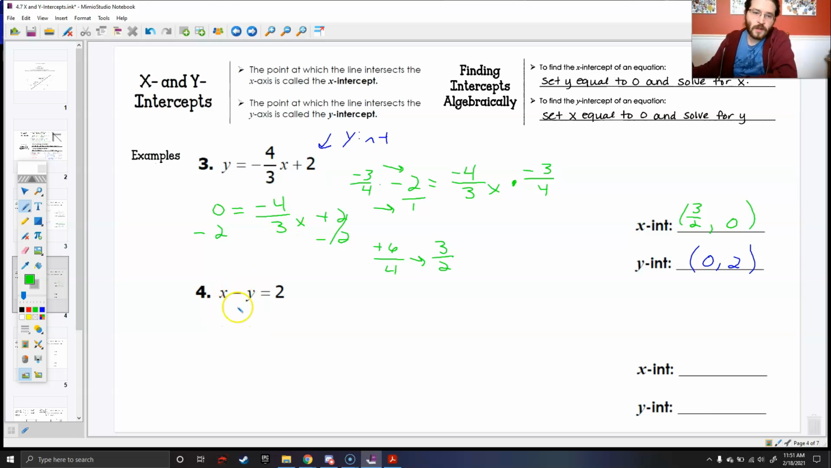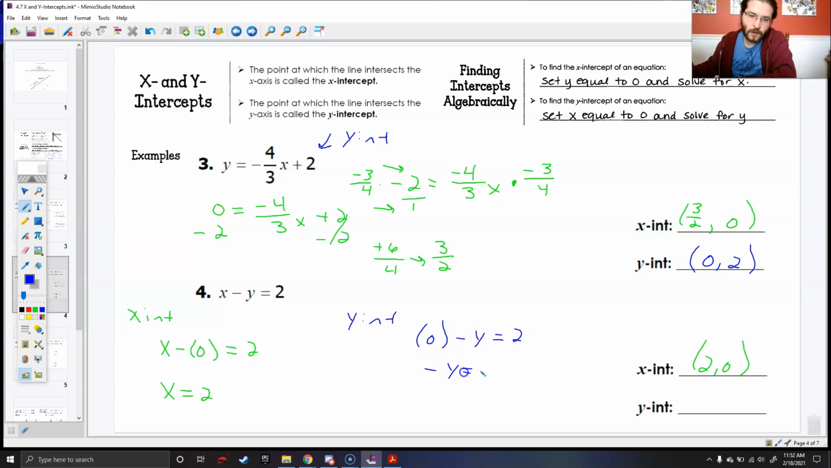All right. So in this case, we're not already in slope-intercept, so we'll have to solve algebraically for both. So in this case, x is going to be x minus 0 equals 2. So we know that x equals 2. And then our y-intercept, we're going to have 0 minus y equals 2. So we have negative y equals 2. Divide by negative 1. Again, we're just changing signs at that point. Equals negative 2.